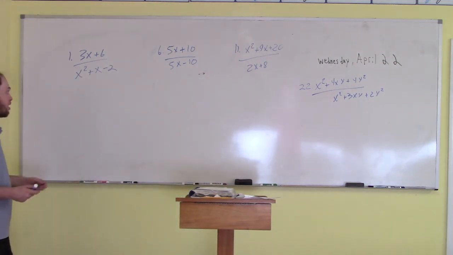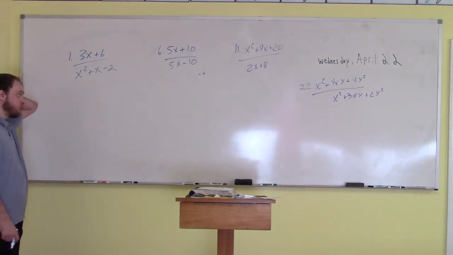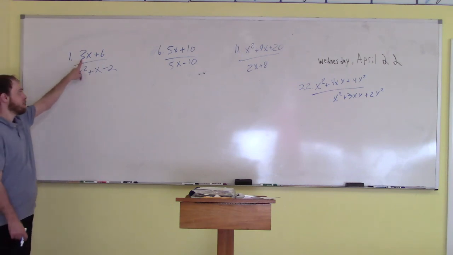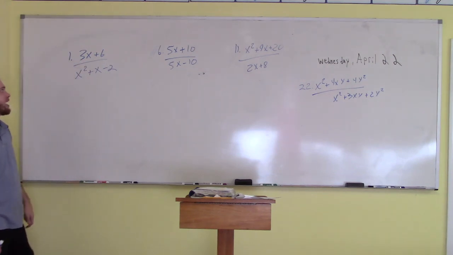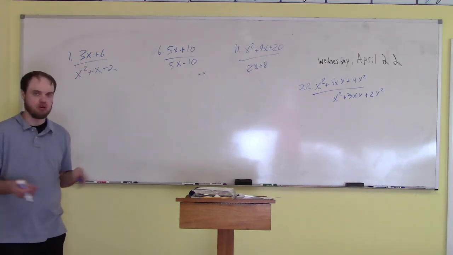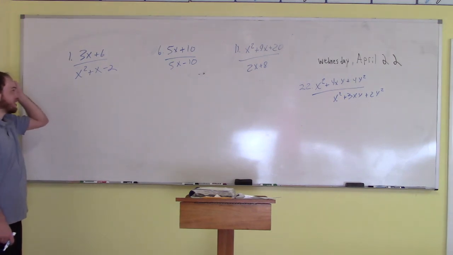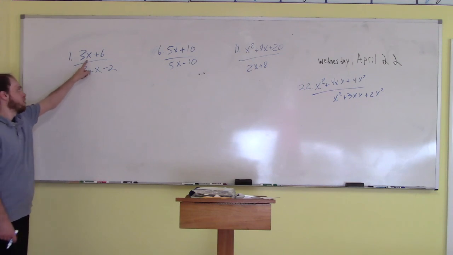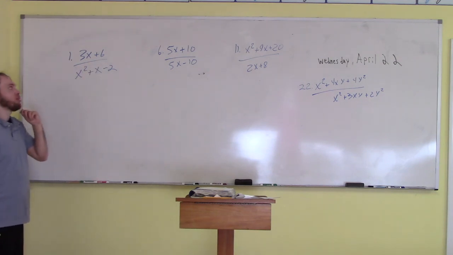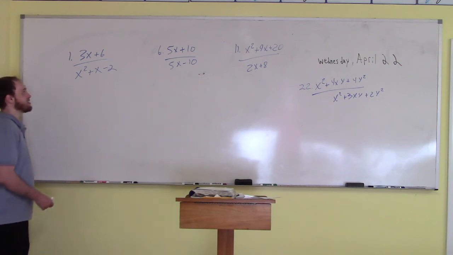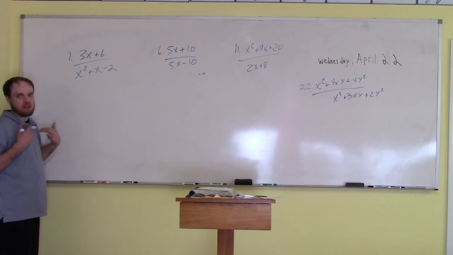For number 1, the first thing I'm going to do is factor the numerator. The numerator is 3x plus 6, so I have to factor that. That's just two terms, an x term and a number term. What do 3x and 6 have in common? They don't have a variable in common, but 3 and 6 both have a 3. So I can pull out a 3 from both of those.